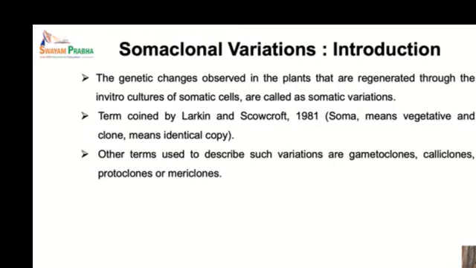Similarly, caliclones is the term given for callus cultures. Protoclones is the term given for protoplast culture, and mericlone is for meristem culture. And the variations observed in these cultures are respectively called caliclonal variations, protoclonal variations, or mericlonal variations.